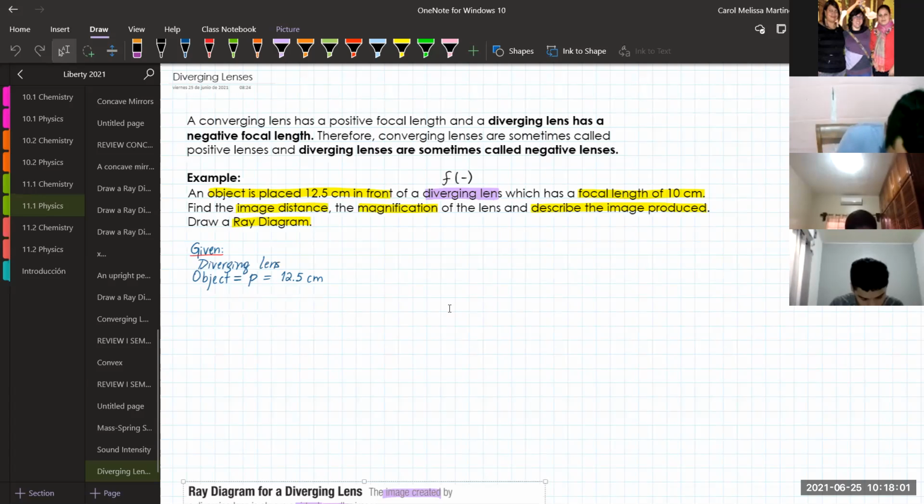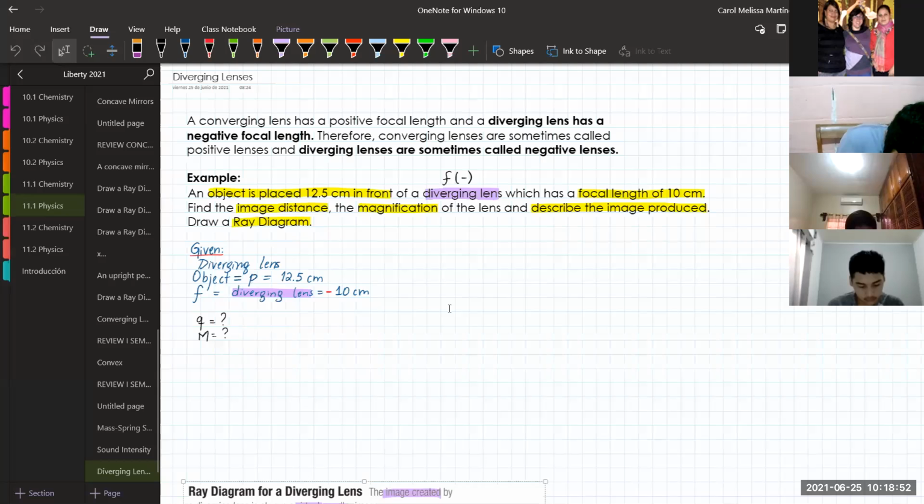Now, because it is a diverging lens, we know that the focal length is equal to 10 centimeters, but because it is a diverging lens, we're going to write a negative sign in it. Why? Because diverging lenses have negative focal length. Remember that. Now, the problem says that you need to find the image distance and that you also need to find the magnification. Also, write about the image. Is it a virtual image? Is it a real image? Okay? You always have to write, after finding the magnification, always describe the image that is being produced.